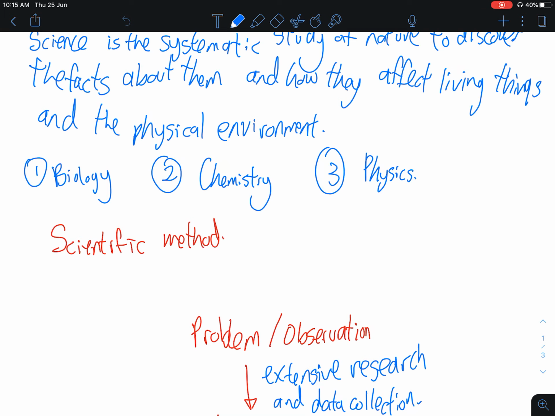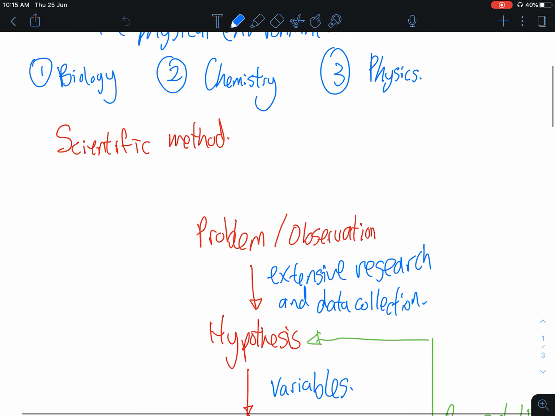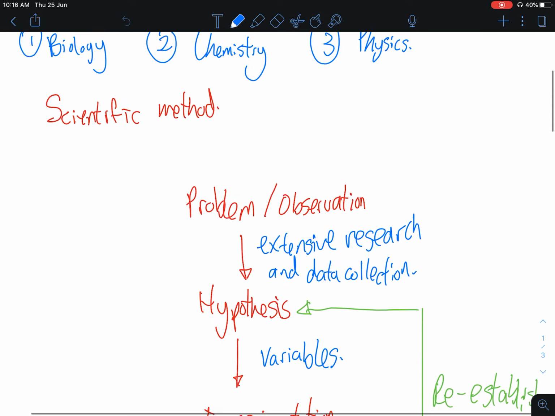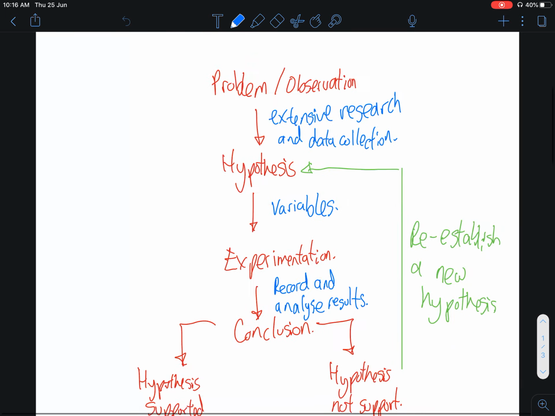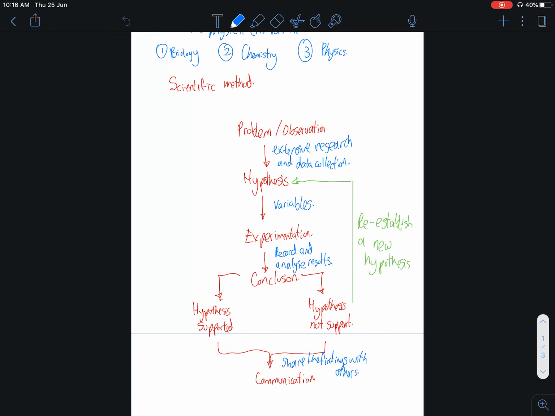Now, next, who is the one studying all this? We usually call someone who studies these three branches of science a scientist. And in order to study science, scientists have established a scientific method that presents a logical and rational order of steps to help us reach a conclusion about the world around us. So how it begins is this particular map, which I will go through in detail.